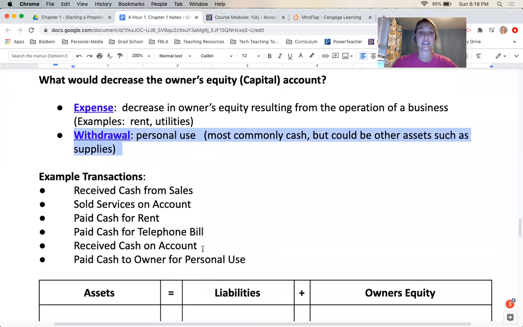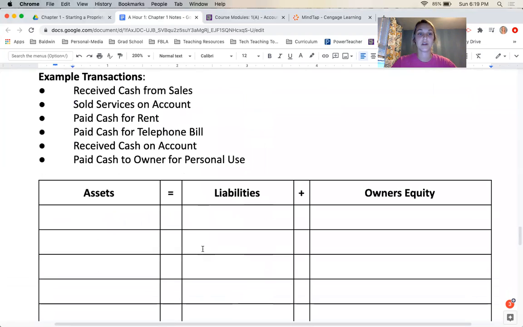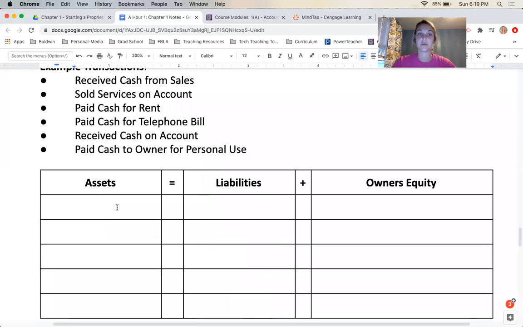All right, we have some example transactions again. So the very first one, we received cash from sales. We know that cash is an asset, so that would make our assets go up, so plus cash. We received cash from a sale. Sale means revenue. Revenue falls under owner's equity. Owner's equity goes up. We're in balance.